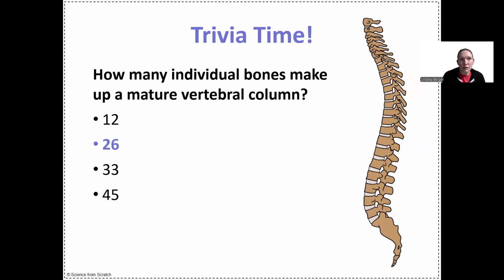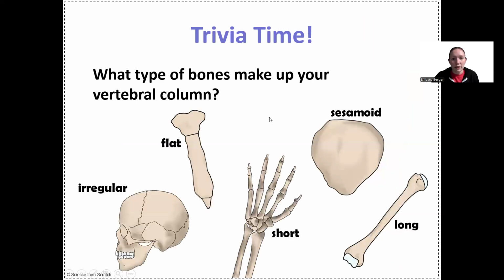So like on a quiz or a test, I would just ask you how many vertebrae there are in a mature column, okay? If you remember that there's 33 when you're born, fantastic, you're amazing, do great things. But for a quiz, just know it's 26. Okay, and we talked about different types of bones before Christmas break, so I know it's been a minute.